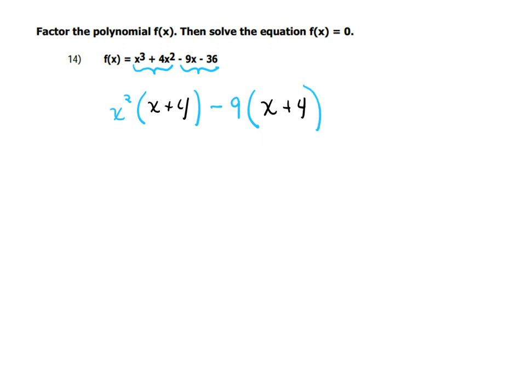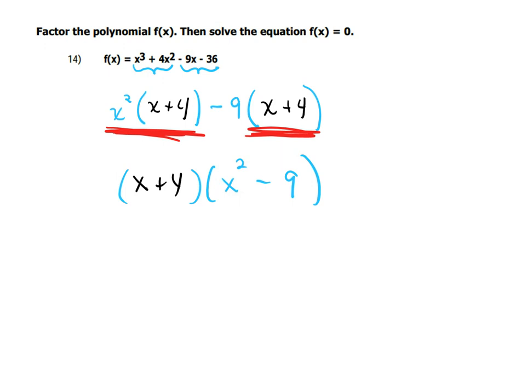Now you can see that these two terms and these two terms have a common factor, which is the x plus 4. And then the other factor is made up of the x squared and the -9. You're going to grab this x squared here, and it goes right there, and this -9, and it goes right there. But x squared minus 9 is the difference of two squares. So that can factor into conjugates of x plus 3 and x minus 3.